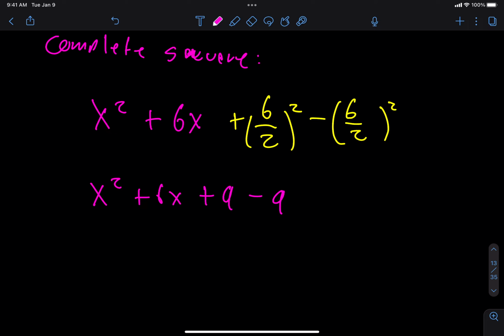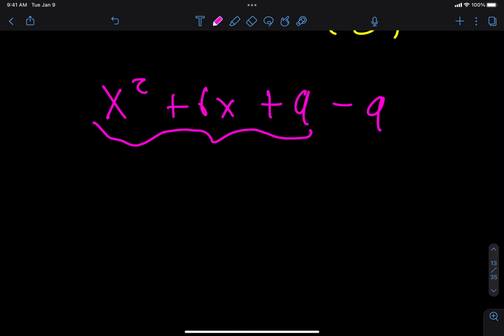Okay, so now my goal is to just rewrite this. So let's use factoring to rewrite that. I want a number that if I multiply it with itself, I get 9, and if I add it to itself, I get 6. What is that number? It's 3. So I could rewrite this as x plus 3 times x plus 3.